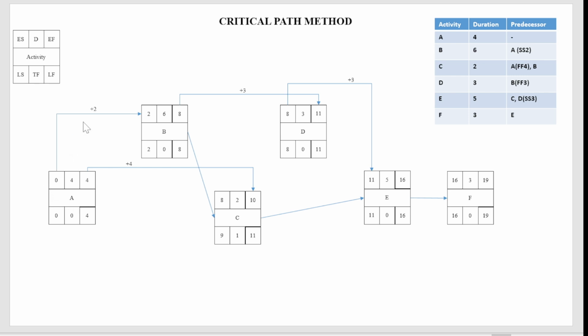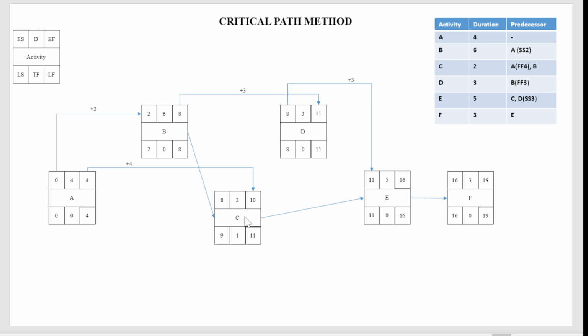Earlier what we used to do is transfer 4 directly here, so students might get confused. Do not think about this as finish. This is start to start plus 2 days, so 0 plus 2 days will be 2. Okay, this is how we connect. Since B has no finish to start relationship with A, this is the only relationship with A. Okay, B 2 plus 6 will be 8, so B will be completed on the 8th day.